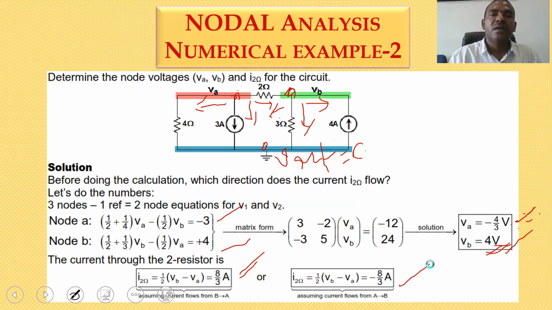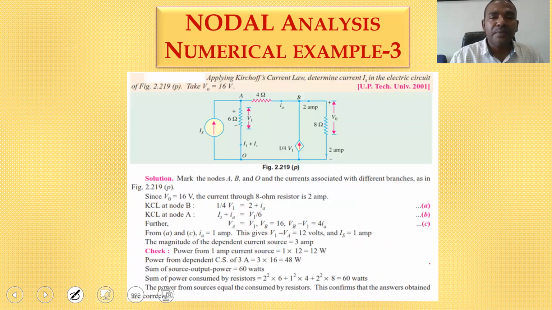Okay. So next, coming to another example. A current source is there, and a dependent voltage controlled current source is there. Now we are going for the calculation of Is, which is the unknown value. Assume that V naught is given as 60. So what is V naught? V naught is the voltage drop across the 8 ohm resistor.